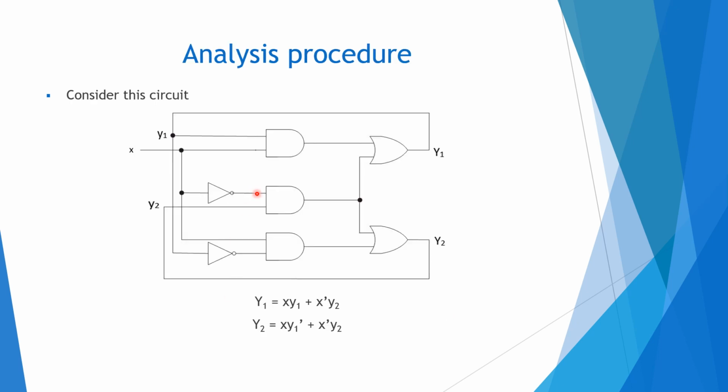So let us do some analysis for a circuit. For example, consider this circuit. This is the input variable x, and this is the output state. The next state is Y1, Y2 at the output, capital Y1 and capital Y2. At the input side, after the feedback, it is small y1 and small y2. This is the present state, and we have written the equations for Y1 and Y2 as a function of x, y1 and y2. That is our analysis, and we have written the Boolean expressions for it.